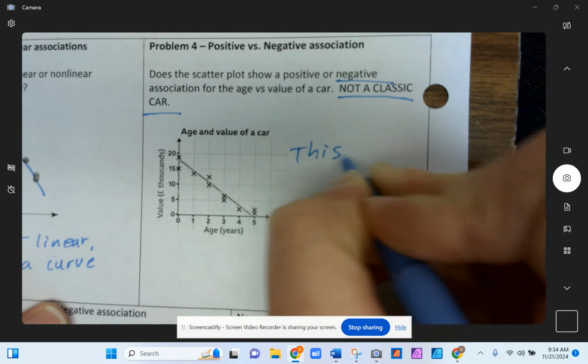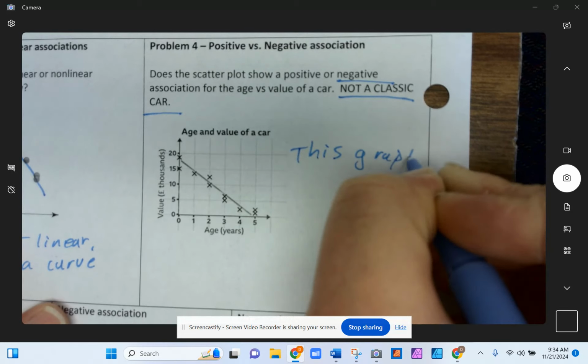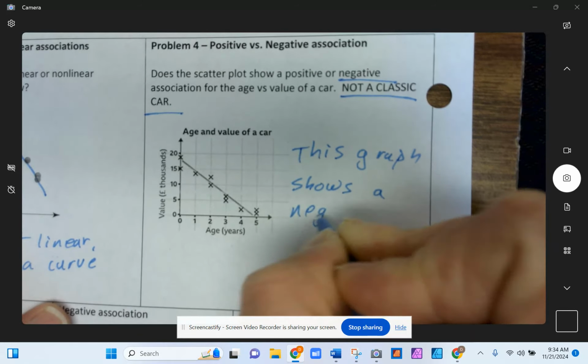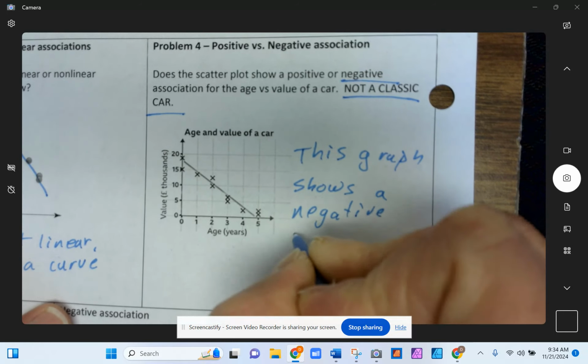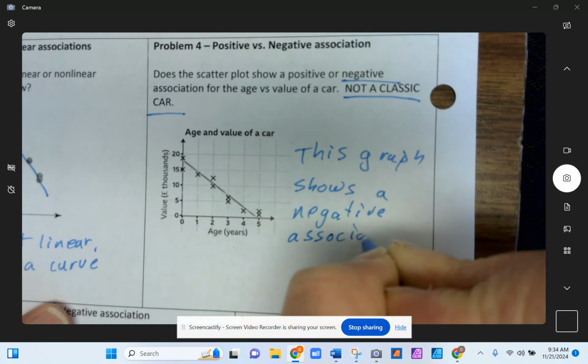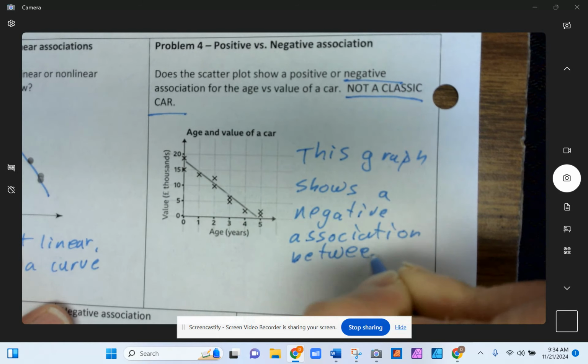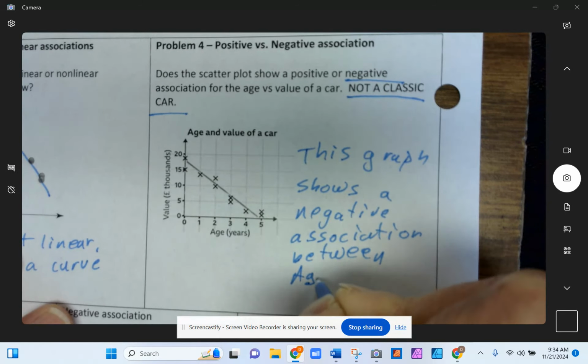So this graph shows a negative association between age and value of a car.